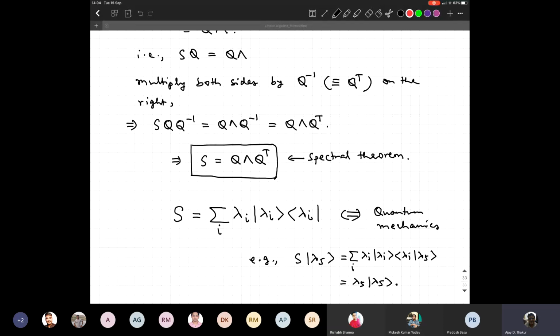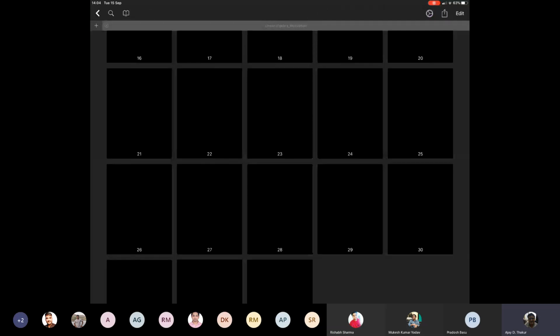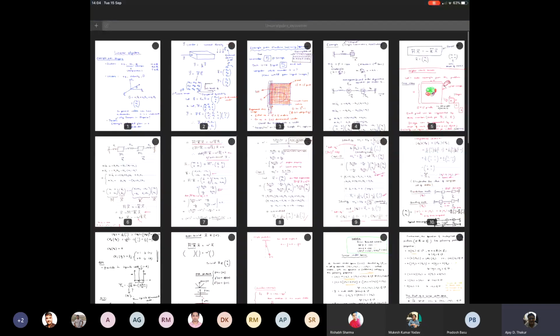So that's very useful. Now let me just add some pages because I wish to do a couple more things. This is edit. I don't know why it is not showing up.